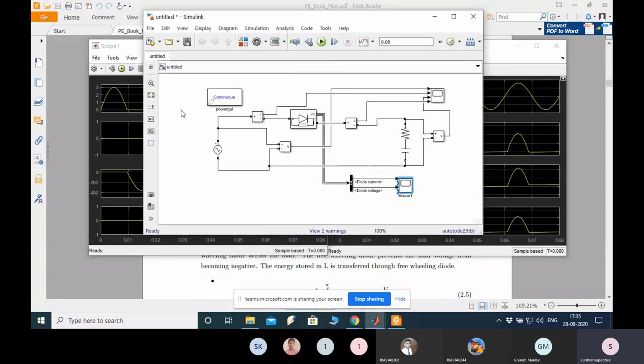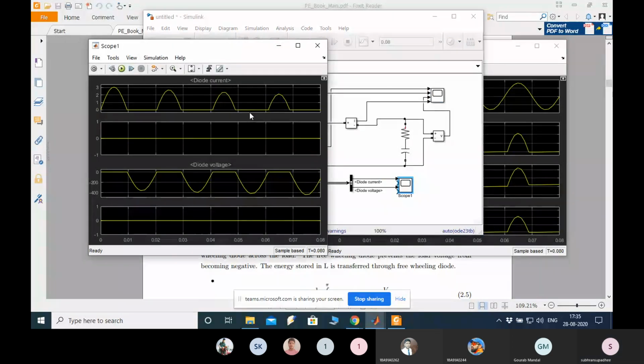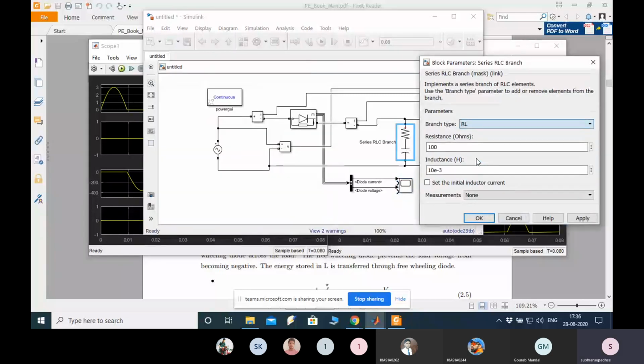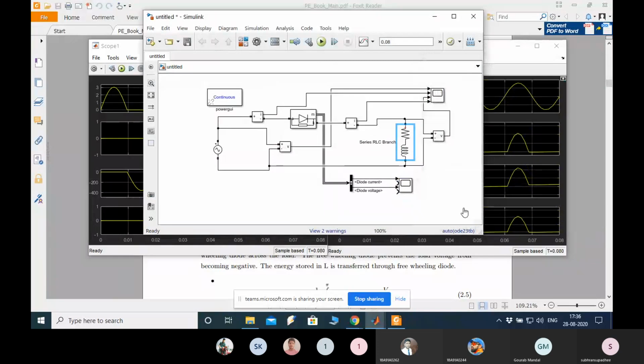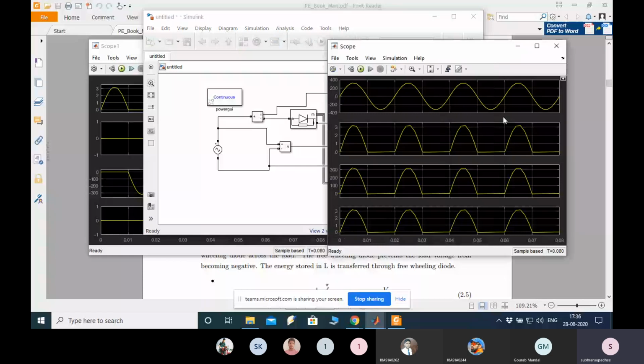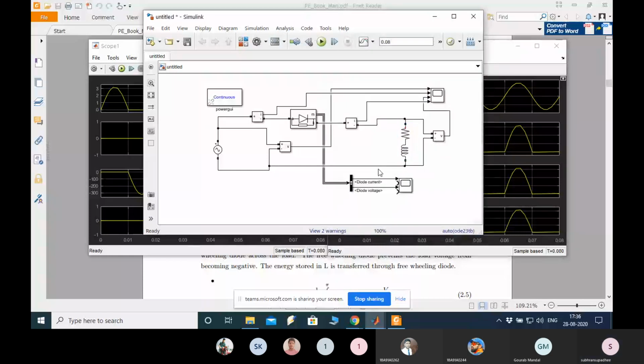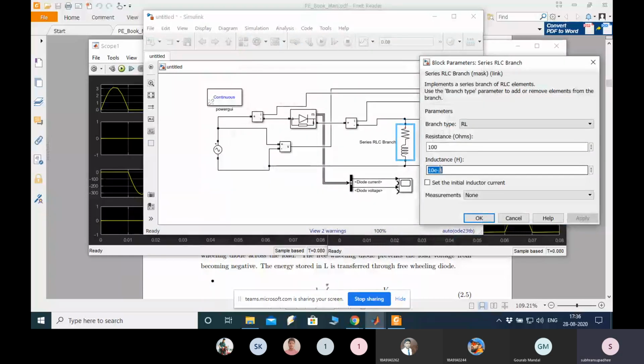The diode current as well as the diode voltage. Right? Similarly, you can go for an RL load also. The L value you have to significantly increase.